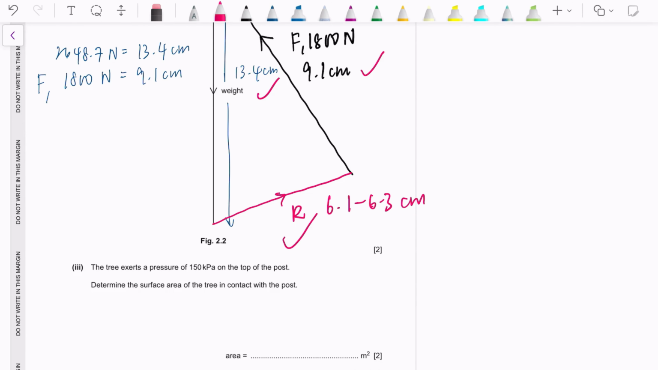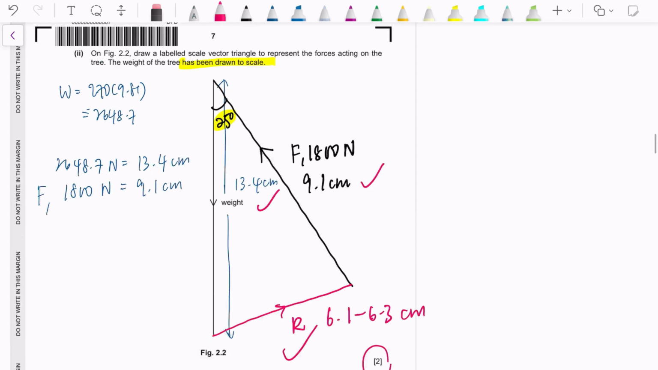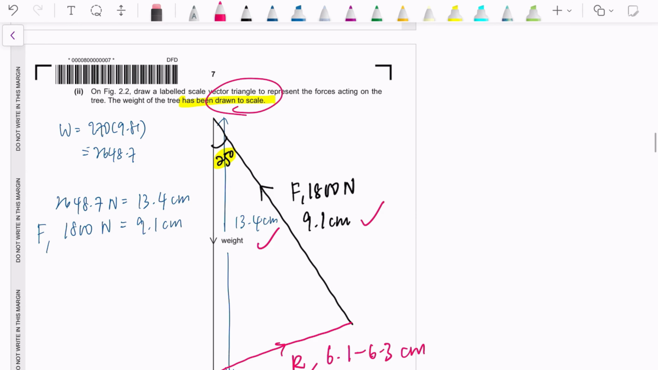That is why I say, use your ruler. Don't be lazy, okay? Use your ruler. Just measure it. 2 marks, you got it. So whenever they say drawn to scale, draw it to scale, follow the scale given.